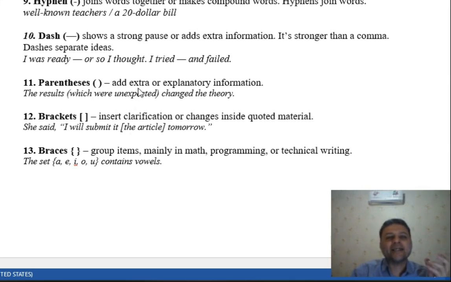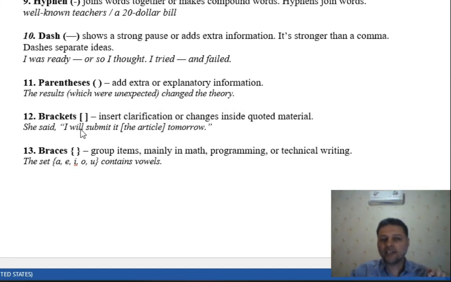Anyway, well, parentheses add extra or explanatory information, something like dashes, all right? Like, the results (which were unexpected) change the theory, right? Which were unexpected is a piece of extra information.